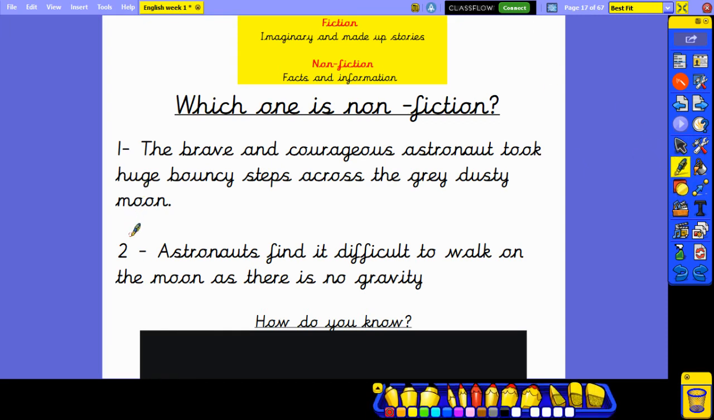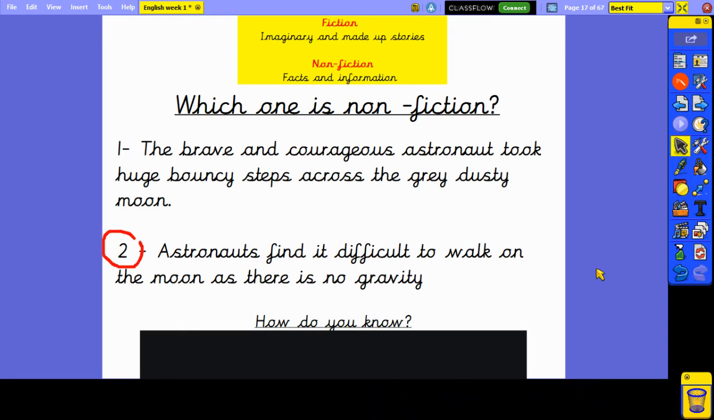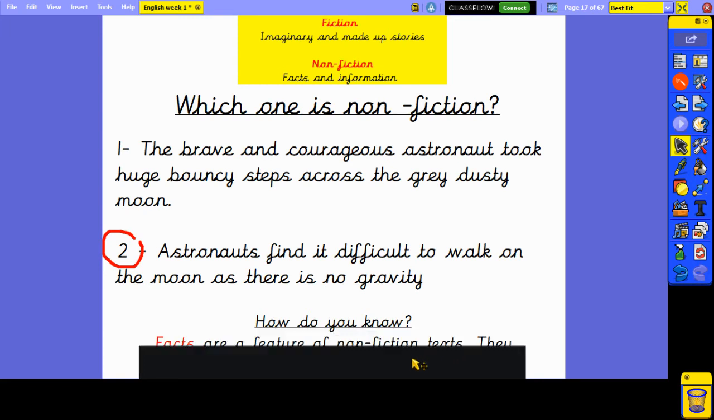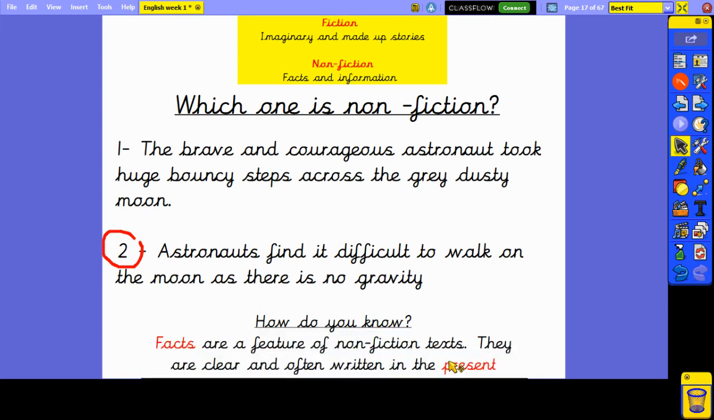Sentence number 2 was non-fiction. It gives us more facts and information. I also know that because they're written in the present tense. Facts are a feature of a non-fiction text, and they're telling us what's happened now.